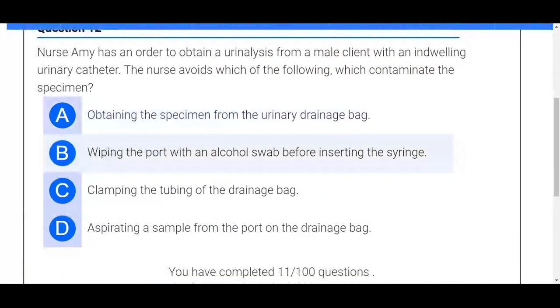It's okay. Nurse Amy has an order to obtain a urinalysis from a male client with an indwelling urinary catheter. The nurse avoids which of the following which contaminate the specimen.